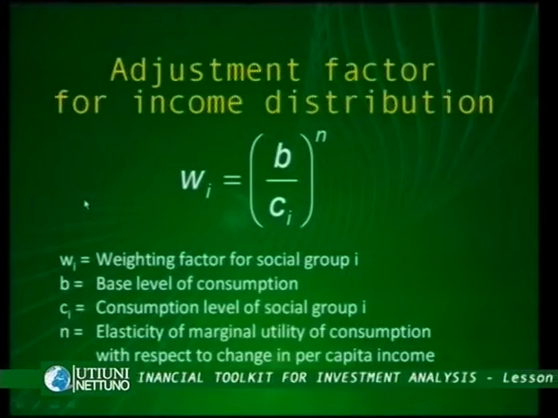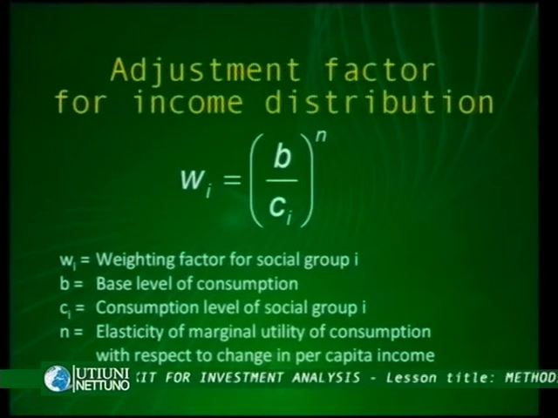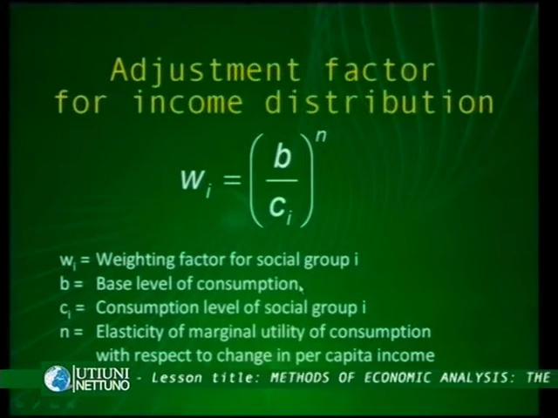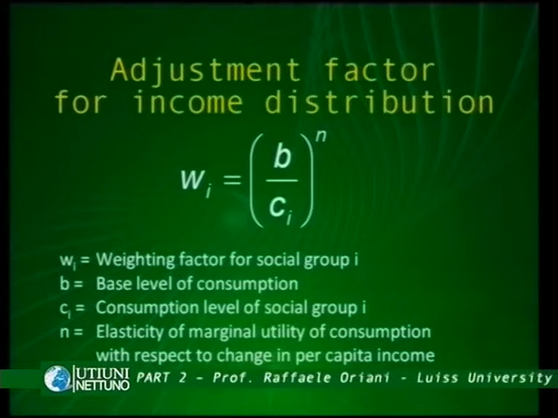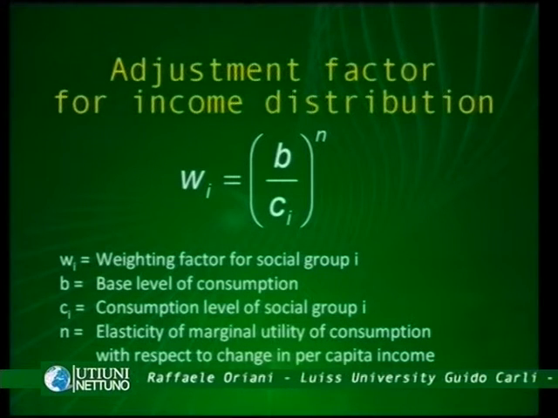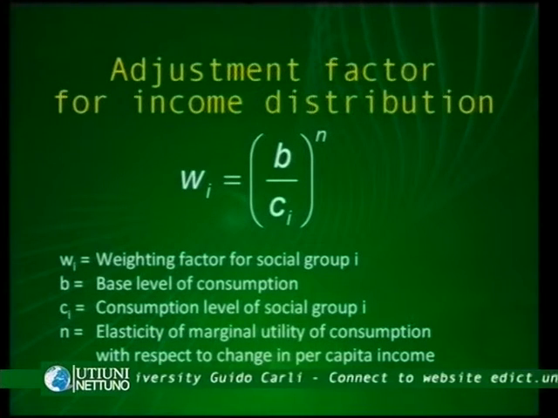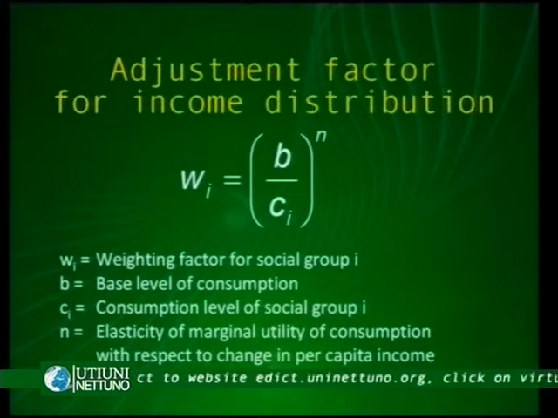So let's try to understand what is the meaning of this indicator. B is the base level of consumption that is defined as the level for which the government is indifferent to a unit of income in the hands of the social group or in the hands of the government. So this means that this is the level of consumption that the social group will have if it's in equilibrium. And so in this case, it's a social group that is not receiving subsidies and it's an equilibrium level of consumption. Whereas C_i is the actual consumption level of the social group.